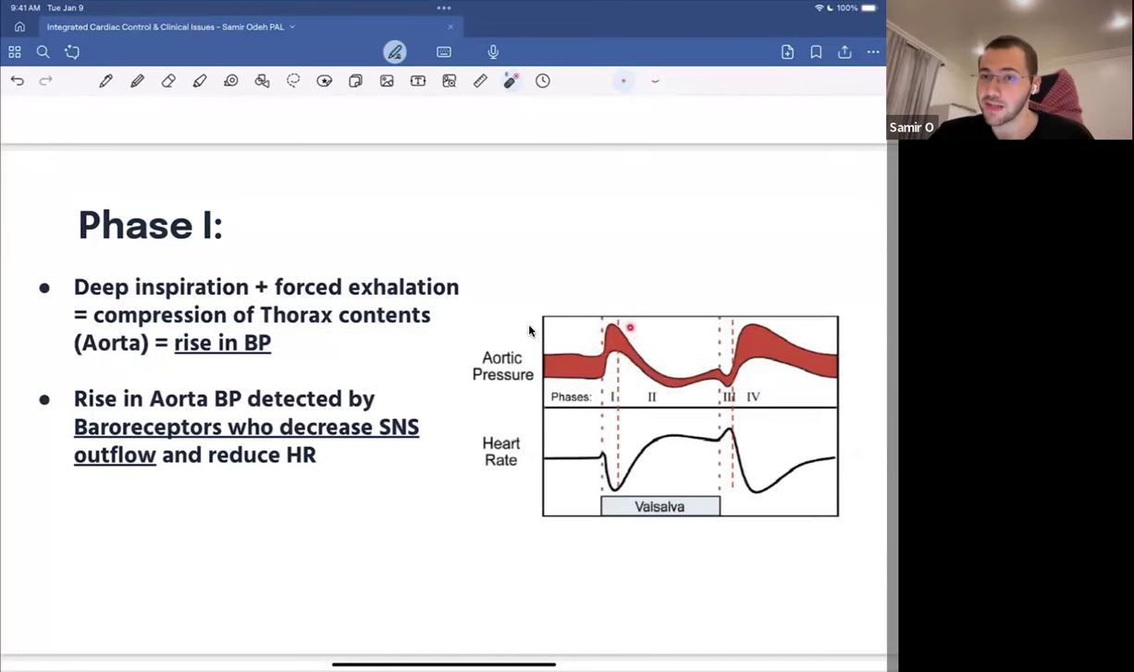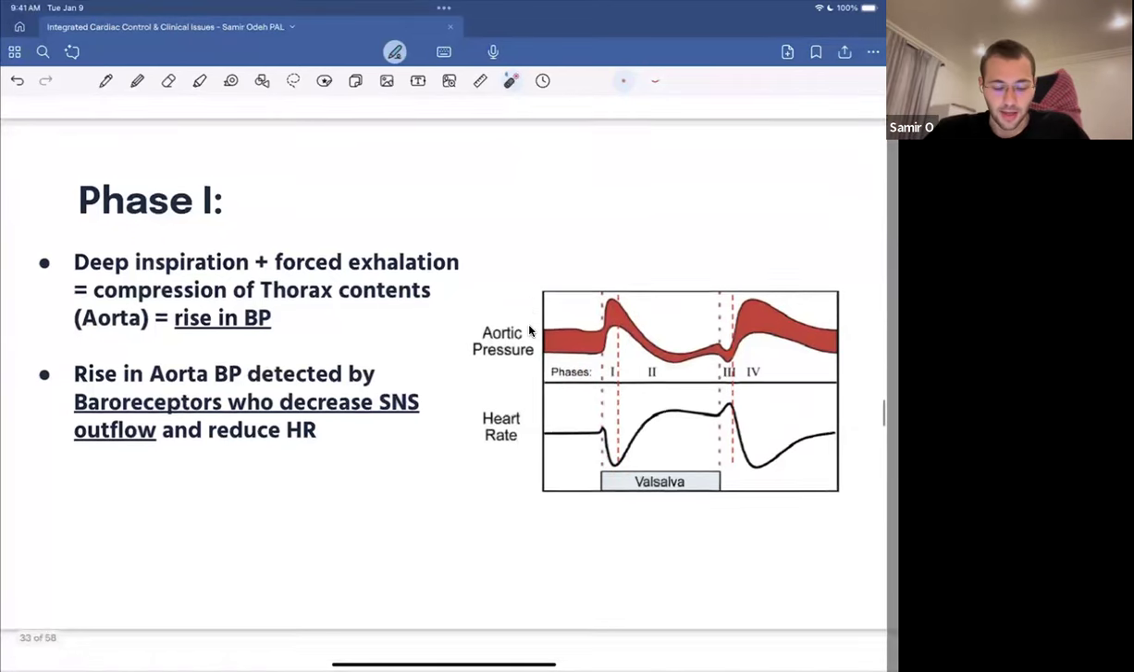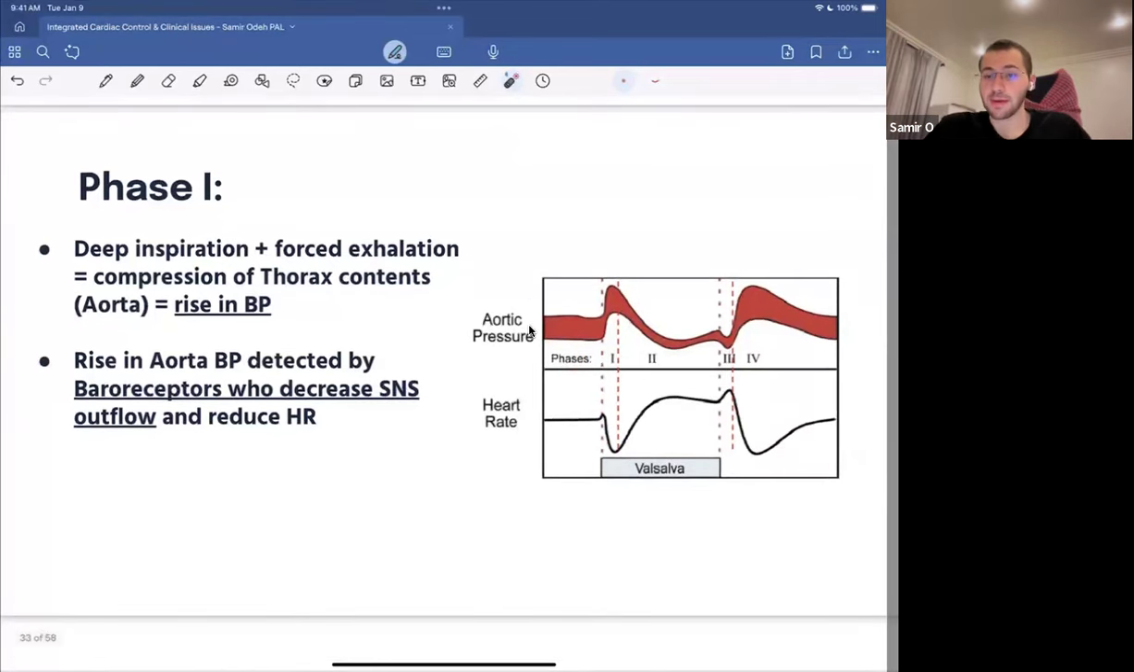This is detected by our friends, the baroreceptors, and that's going to cause a decrease in heart rate. Because again, an increase in baroreceptor firing is going to cause a decrease in heart rate. A decrease in baroreceptor firing, like we said, is going to cause an increase in heart rate. So the rise in aorta blood pressure is detected by baroreceptors, which decreases heart rate. And that's very important. So this is all phase one.